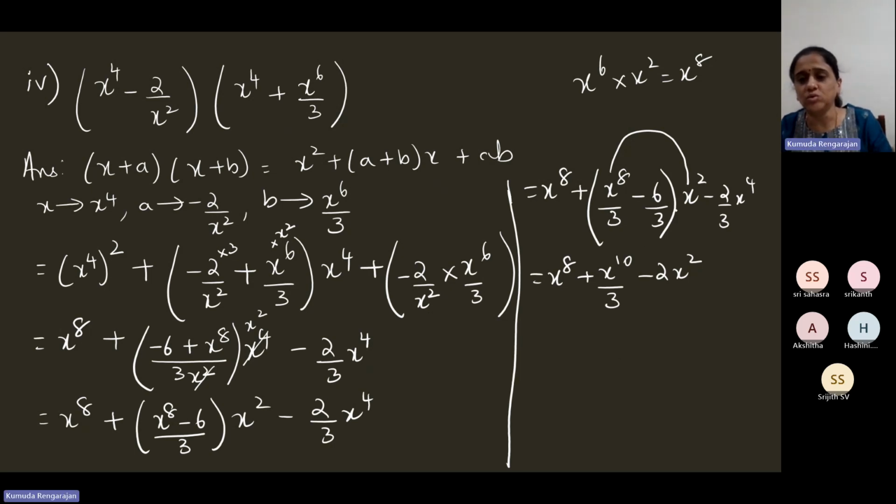6 by 3 is 2. 2 into x square is 2x square. We need to multiply both these terms with x square outside. Then minus 2 by 3 x to the power 4.